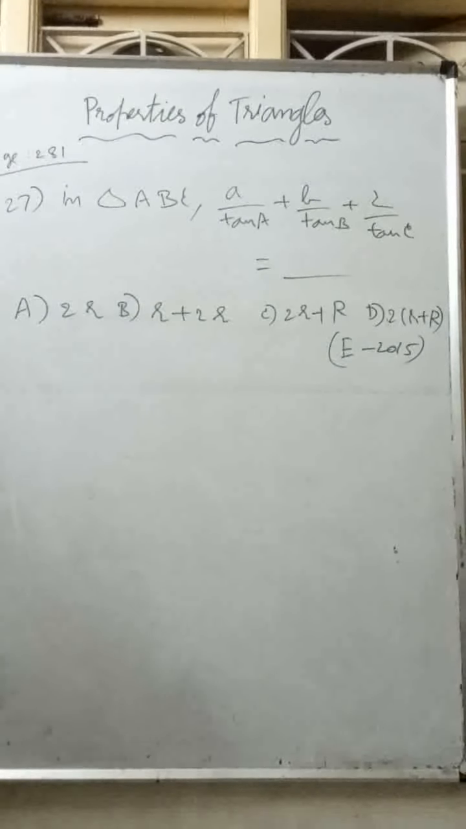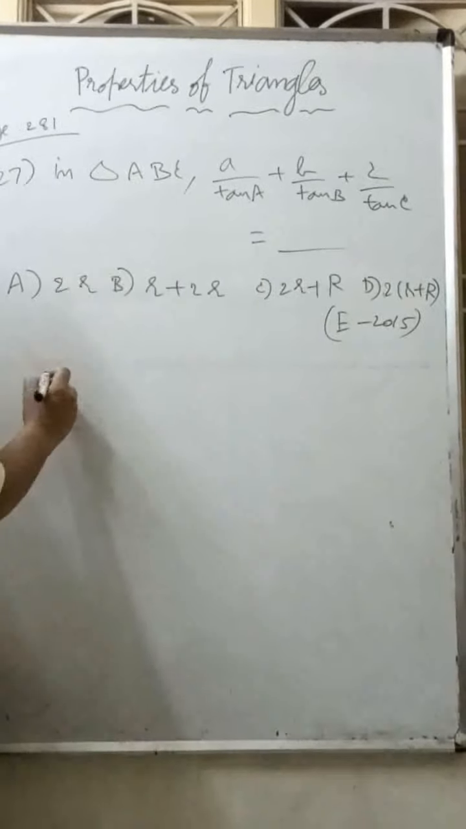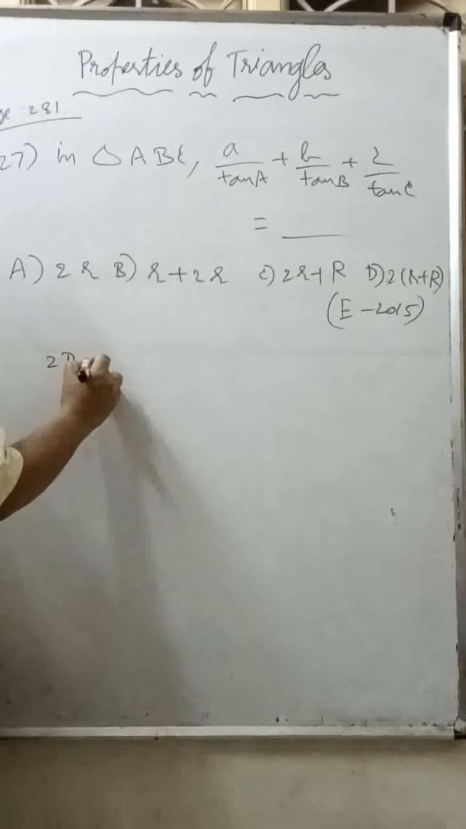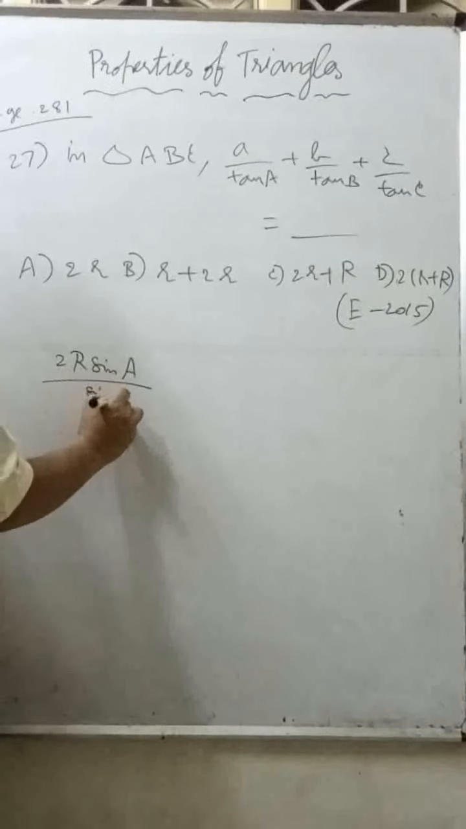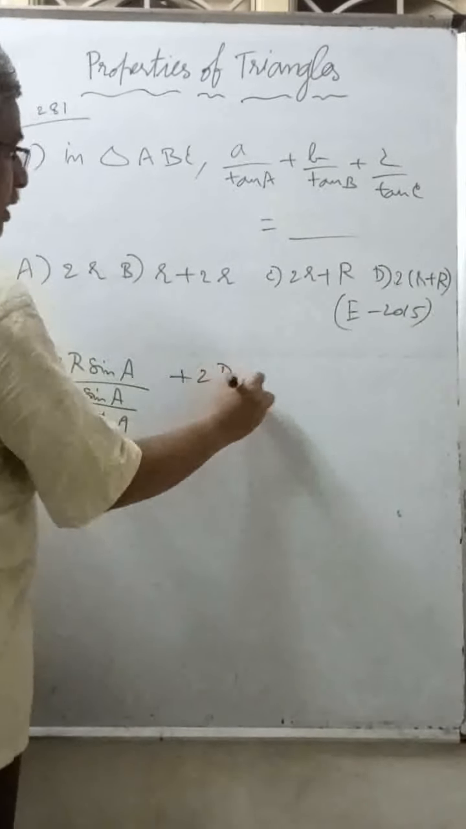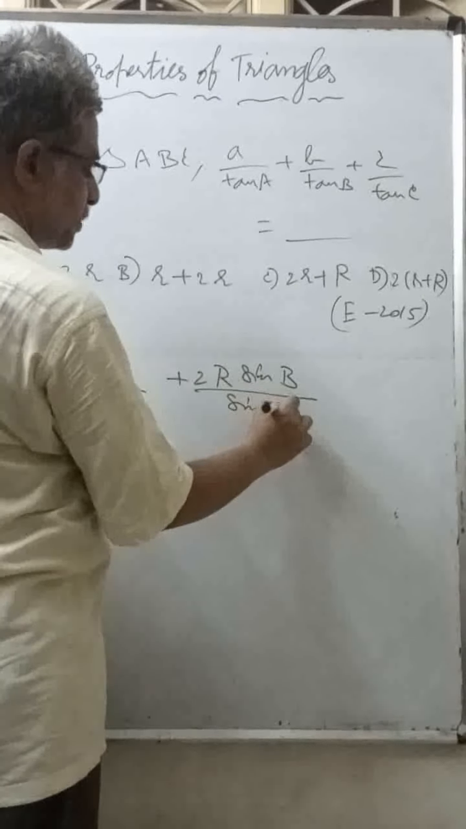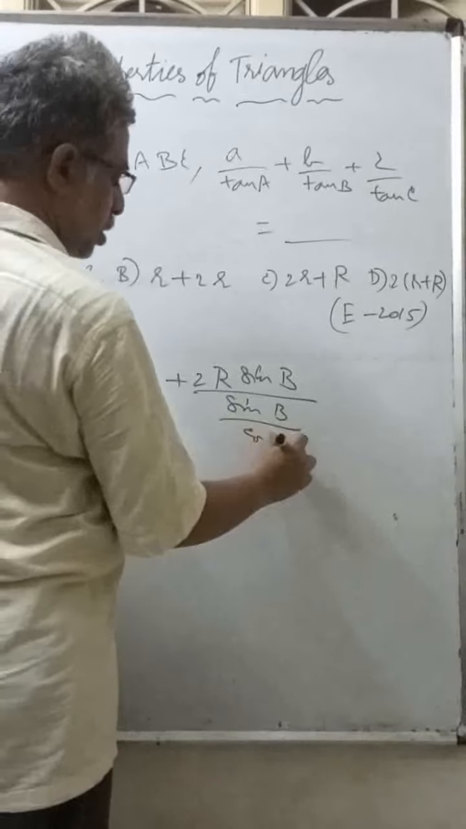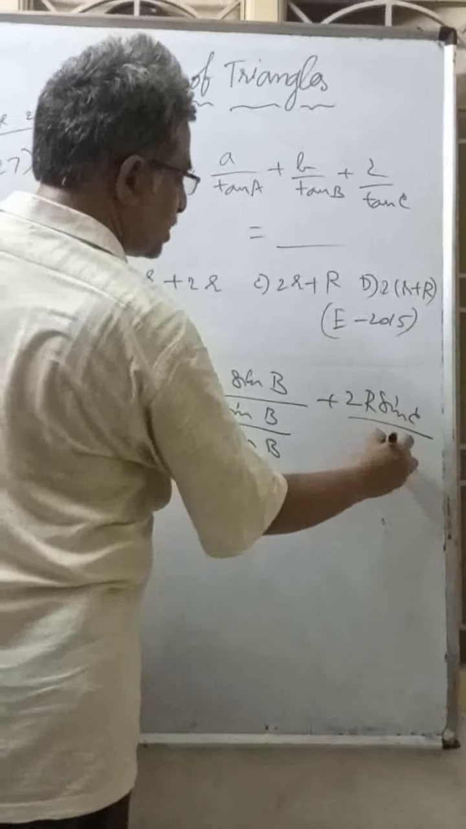In triangle ABC, a by tan A plus b by tan B plus c by tan C equal to, is asking. Simple sum. First of all, small a you can write as 2r sin A, by tan A, which is again sin A by cos A, plus 2r sin B by tan B, which is sin B by cos B, plus 2r sin C by sin C by cos C.